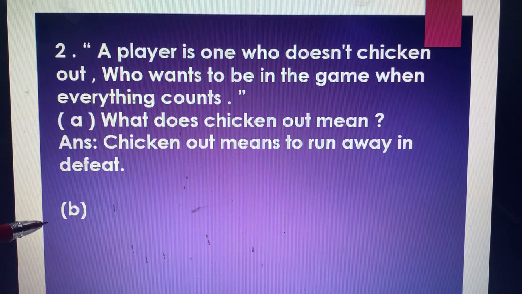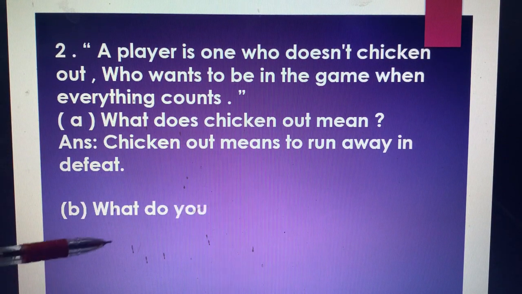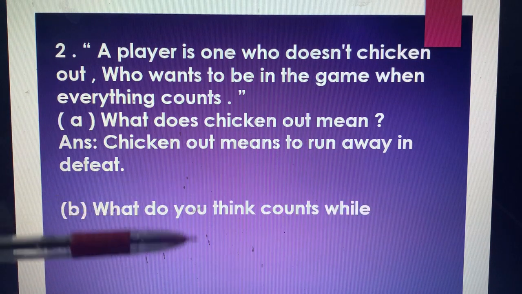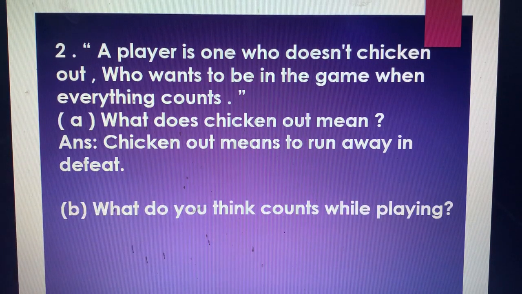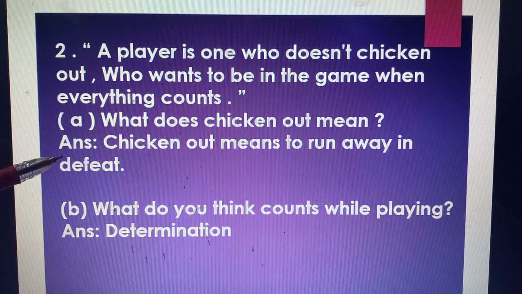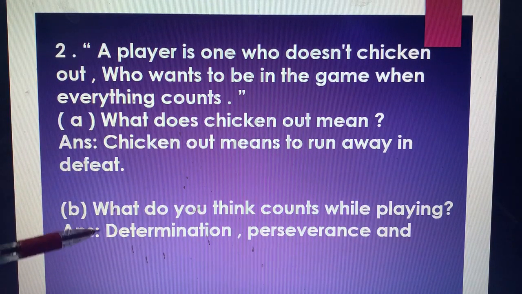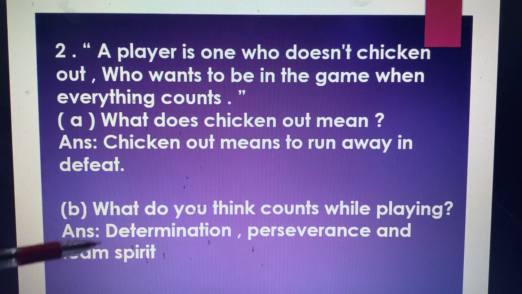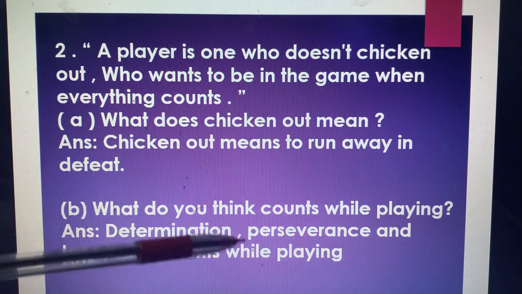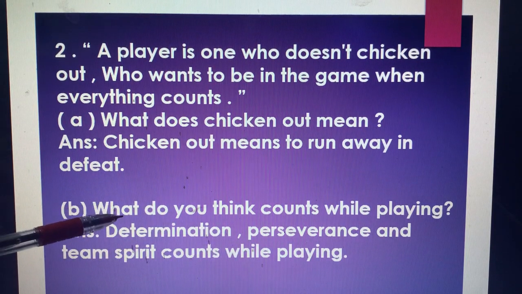So the next question, the B part, is, what do you think counts while playing? While playing, what do you think is the meaning of counts? Determination, perseverance and team spirit count while playing. Fine. So what do you think?